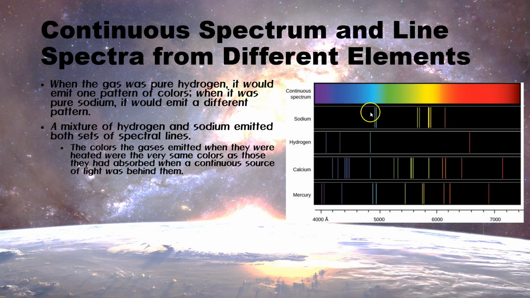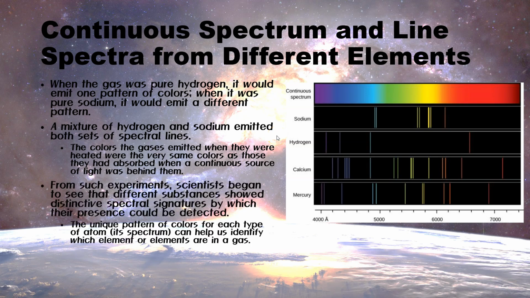So let's picture these lines here. All right, so this is sodium, this is hydrogen. So they're mixing these together, and we're going to get both of these sets of spectral lines coming through. And from such experiments, scientists began to see distinctive substances show their distinctive spectral signatures when their presence could be detected. And this unique pattern of colors for each type of atom, or its spectrum, can help us identify which element or elements are in a particular gas.